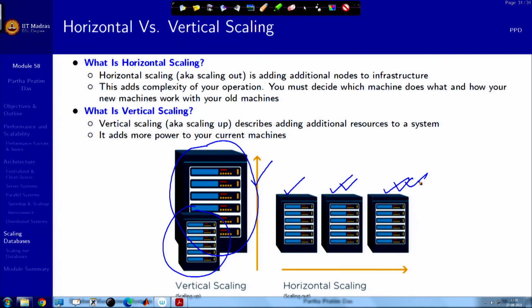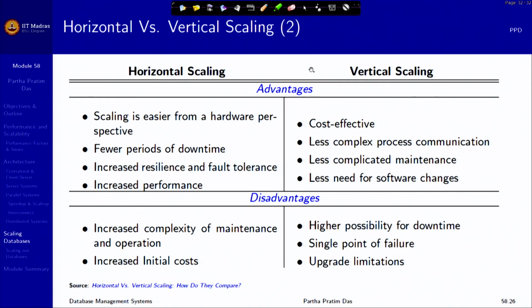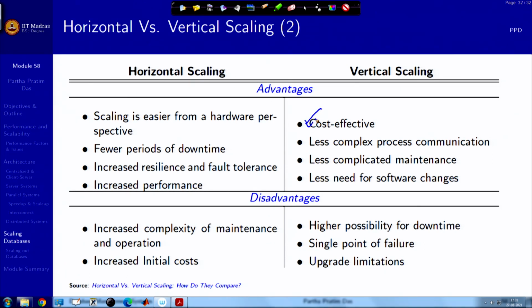Since this goes up, this is called scaling up. Since this goes horizontally across, this is called scaling out. The advantages and disadvantages are very easy to see. Naturally, vertical scaling is cost effective because you have an existing system and you are just adding more onto that, and you have less complex process communication, less complicated maintenance and so on on this side, whereas on the horizontal scaling you will have increased complexity of maintenance, increased initial cost and so on.